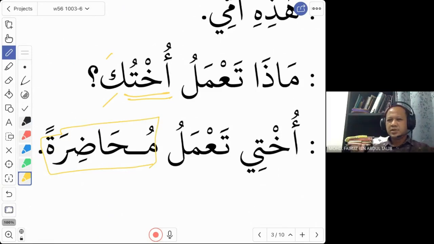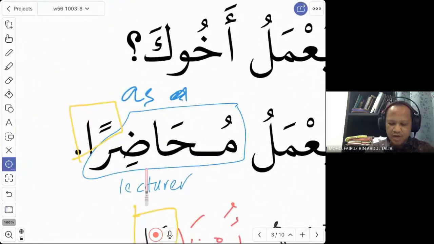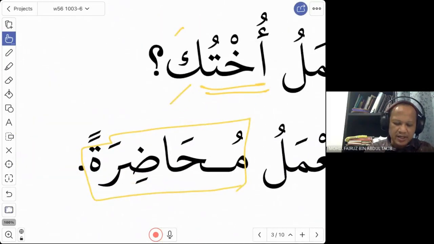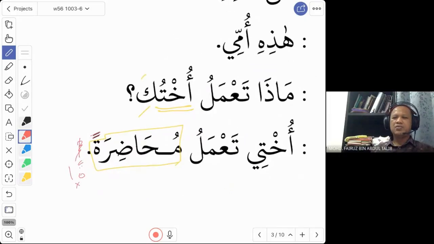Muhadirah. Now, we want to add that grammar function. We want to say as a lecturer, just like what we did here. What do we do here? Muhadir, and then we add this tanwin, right? You add the tanwin and the alif. So what do you need to do to this word? It is the same thing. You add the tanwin. But in this case, there is no alif. For ta marbuta, there is no need to add alif. Just the tanwin. So the correct sentence is ukhti ta'malu muhadiratan.